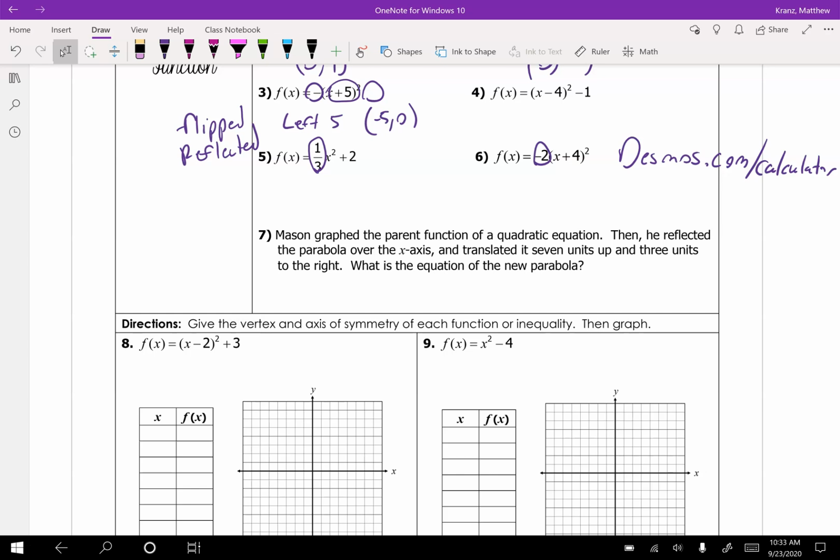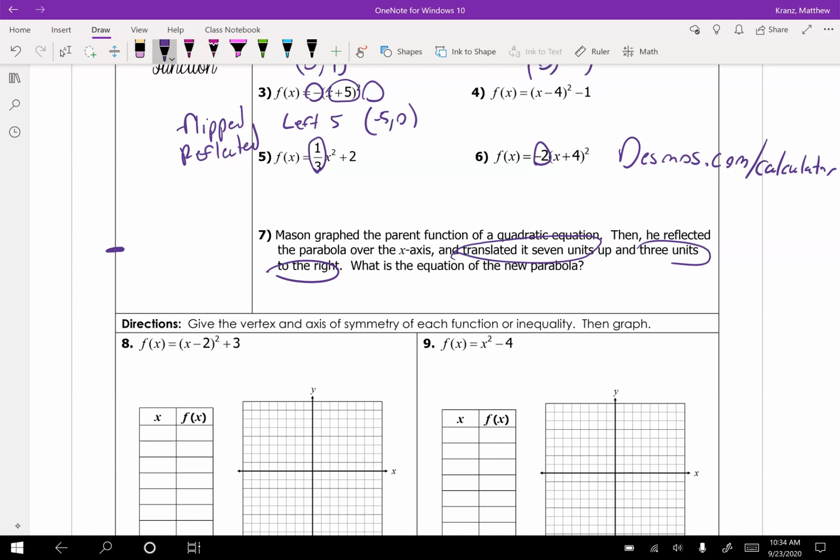Right, so number 7 says Mason graphed the parent function of a quadratic equation. Then he reflected the parabola over the x-axis and translated it, which means slide, 7 units up and 3 units to the right. What is the equation of the new parabola? Well, when he reflects it, that means we're going to have a negative sign in front. And when it says he translated it up 7 units and 3 units to the right, remember, when we add to x, we go left.